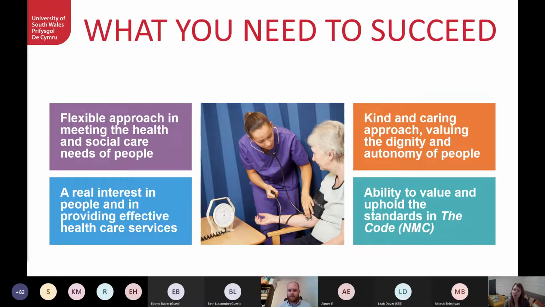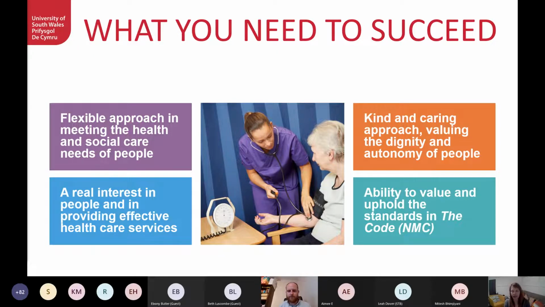And this applies not just to nursing and midwifery, but to operating department practitioner, our physiotherapy, and our occupational therapy, which is our other health sciences that we offer here. You need to have the ability to uphold the standards of the NMC for nursing and midwifery. Now, this is really important.